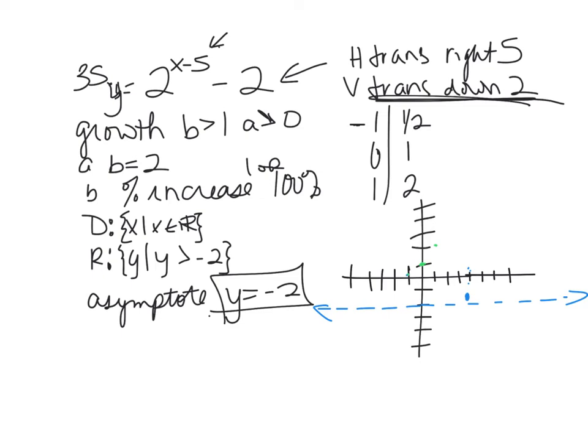My green point, my 0, 1, goes over 1, 2, 3, 4, 5. So that's at 5, and then down 2 should be at -1. So that's here. And then the next point at 1, 2 is going to move over 1, 2, 3, 4, 5. So it'll be at 6. Down 2, we'll put it at 0. And then we know it's growth.